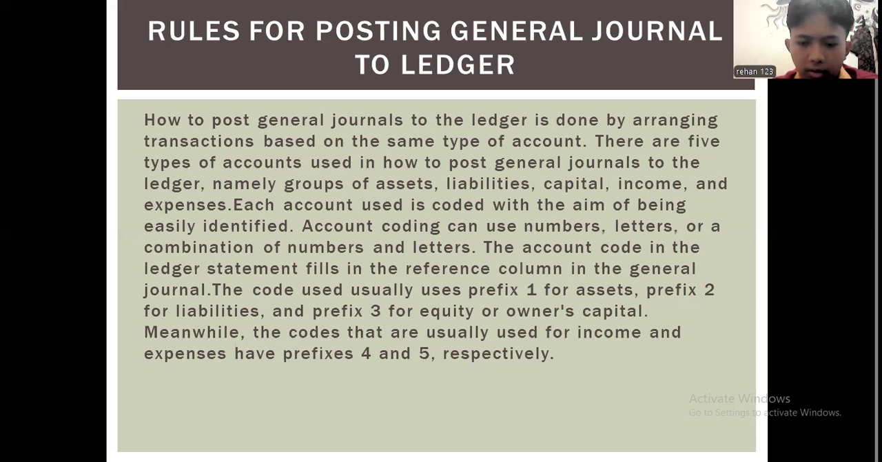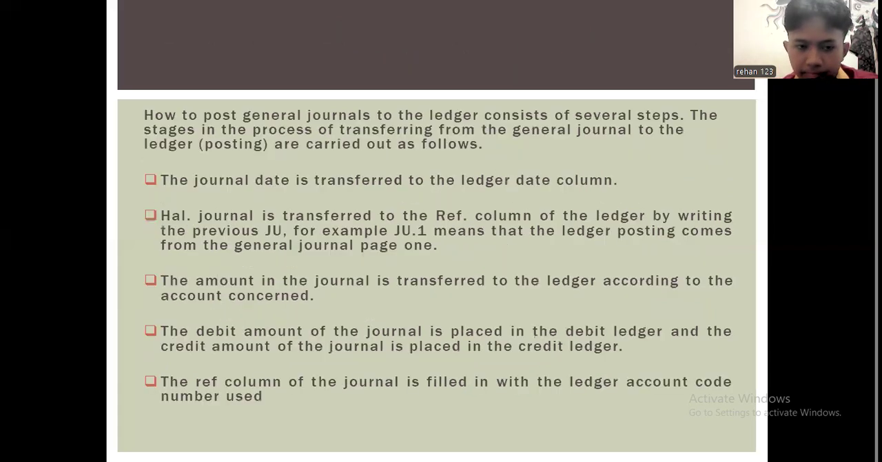The account code in the ledger is stated in the reference column in the general journal. The codes usually use prefix 1 for assets, prefix 2 for liabilities, and prefix 3 for equity or owner's capital. Meanwhile, the codes that are usually used for income and expense have prefixes 4 and 5 respectively.